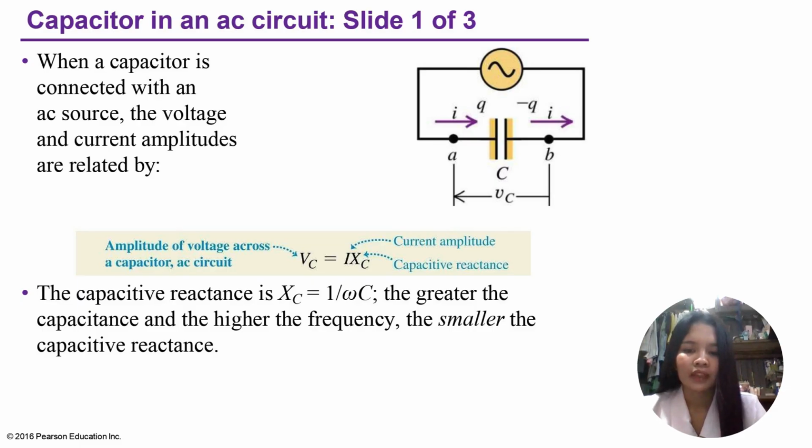The capacitive reactance is given by this equation, where omega is the angular frequency and C is the capacitance. This means that capacitive reactance decreases with both the capacitance and the frequency of the AC source. A capacitor opposes changes in voltage, and this opposition is weaker at higher frequencies.